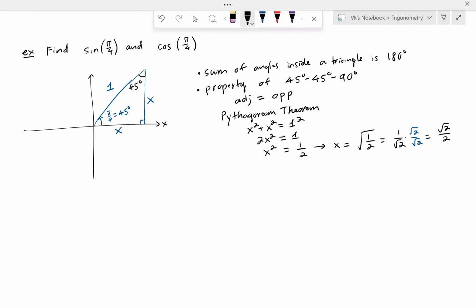And because x is root 2 over 2, now we can define sine and cosine. We can actually get tangent if we want to. Sine of pi over 4, that is x, which is root 2 over 2. Cosine of pi over 4 is also x, which is root 2 over 2. Very cool.